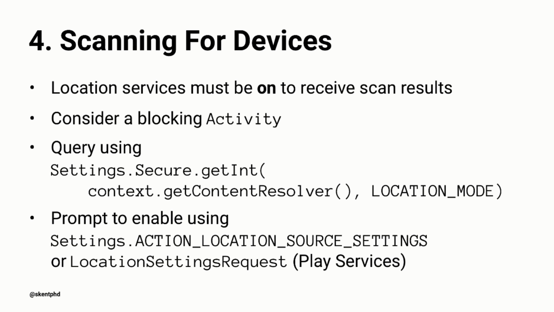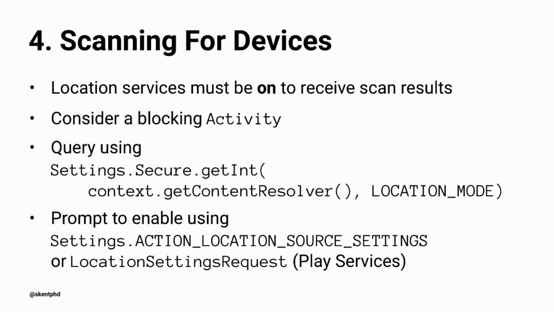So you can query the current location mode using this Settings.Secure.getInt method. And I'd recommend doing this over querying a specific location provider. So you could instead ask, is the GPS on, or is the radio location on? It's better just to say, is there any location mode on?